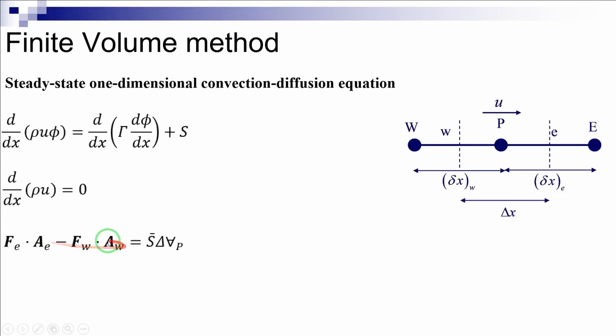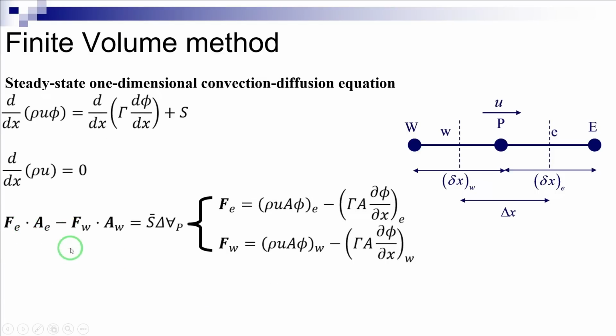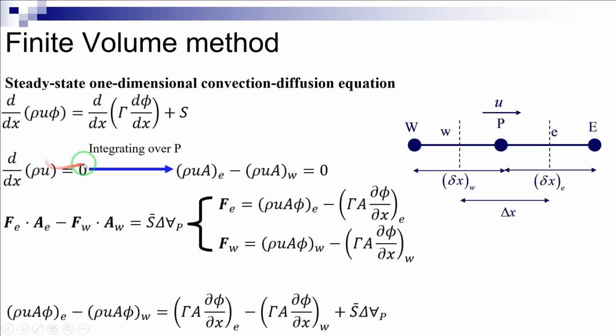In fact, this relationship from a physical point of view means source equals input flux to control volume minus output flux from control volume. Fluxes in this equation consist of convection and diffusion terms as shown here. Accordingly, this equation can be written as follows. And integrating the continuity equation over the control volume P yields this equation.